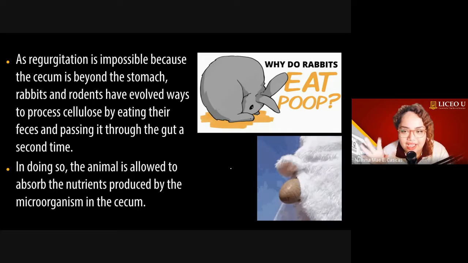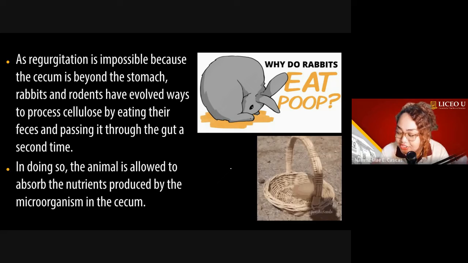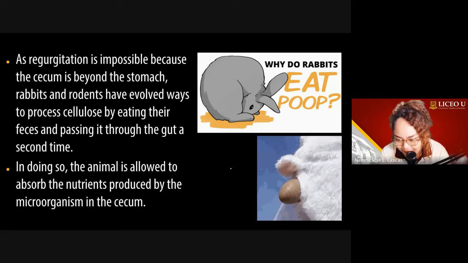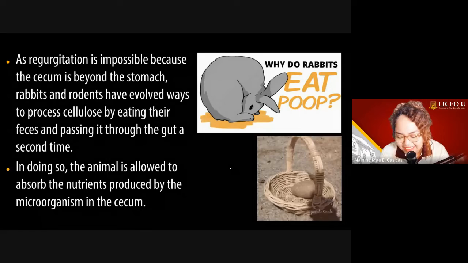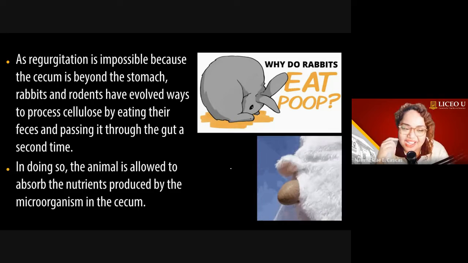don't have the four chambers like your ruminants have, so they partially digest the grass that they eat, and that first poop they can still redigest, so they eat the poop again and then it is digested properly. So, thank God, we're not like that.